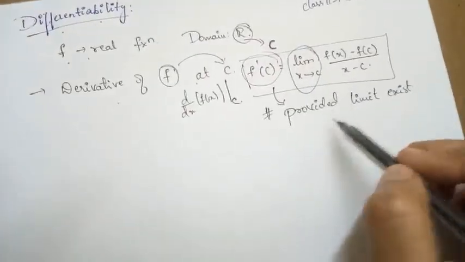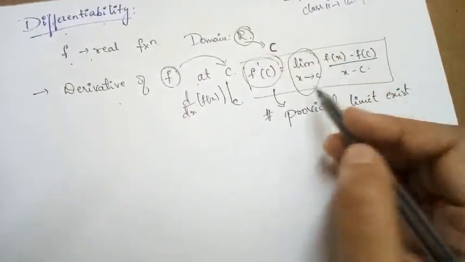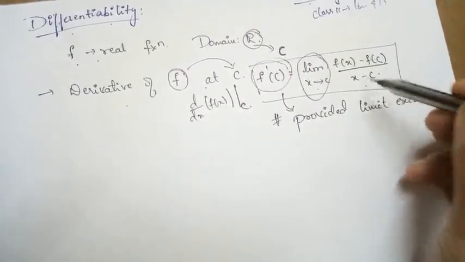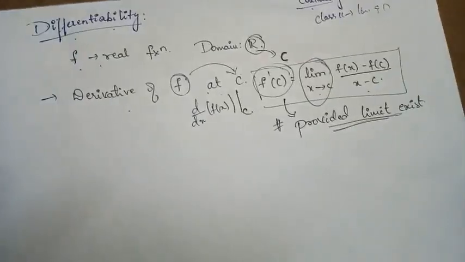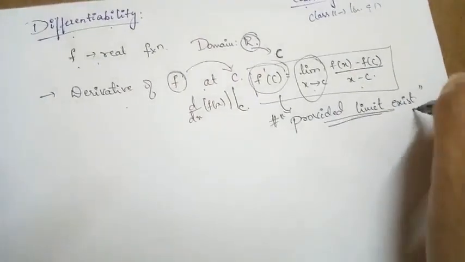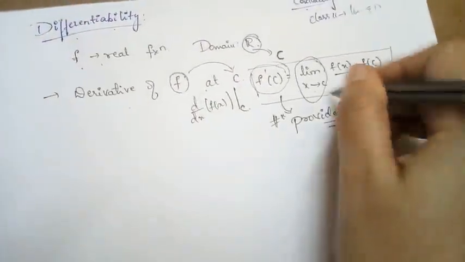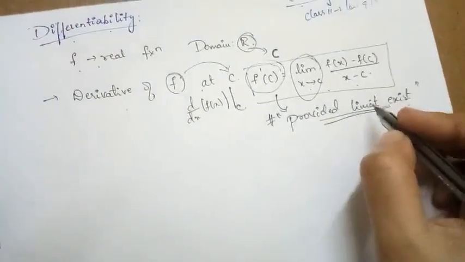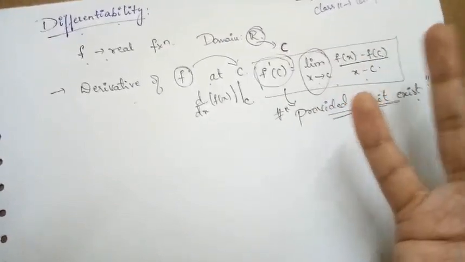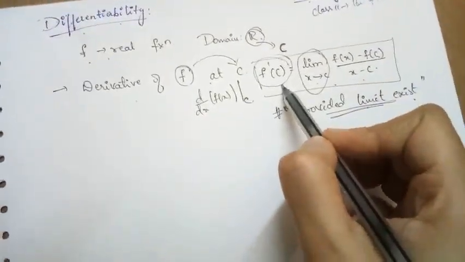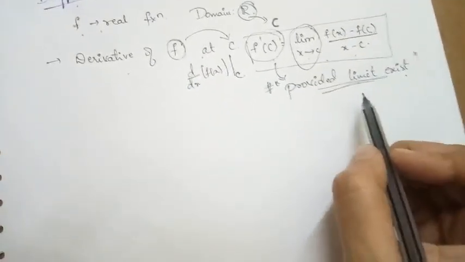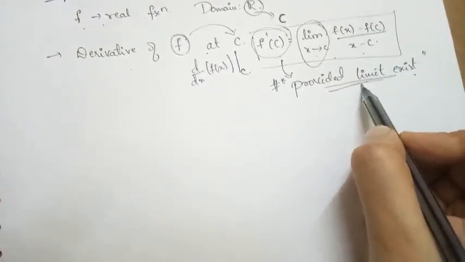After defining f dash of C is equal to limit x tending to C of f of x minus f of C divided by x minus C, they say provided the limit exists. So only when the limit exists can we say this is the derivative of the function. Suppose this limit does not exist, then we say the function does not have a derivative at the given point. So at the given point the derivative is not existing.